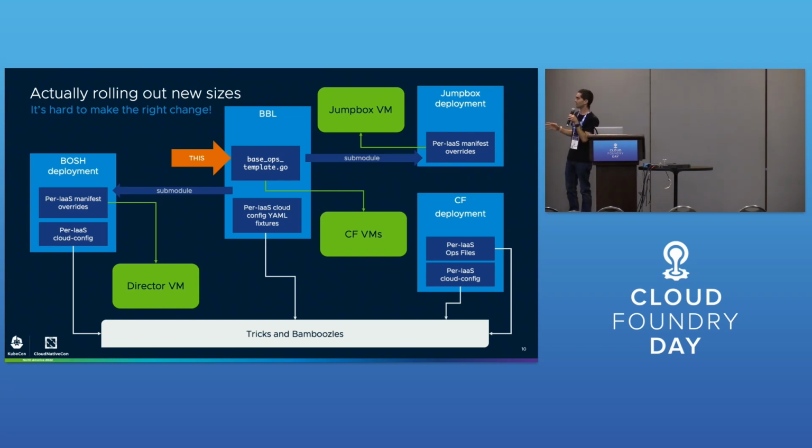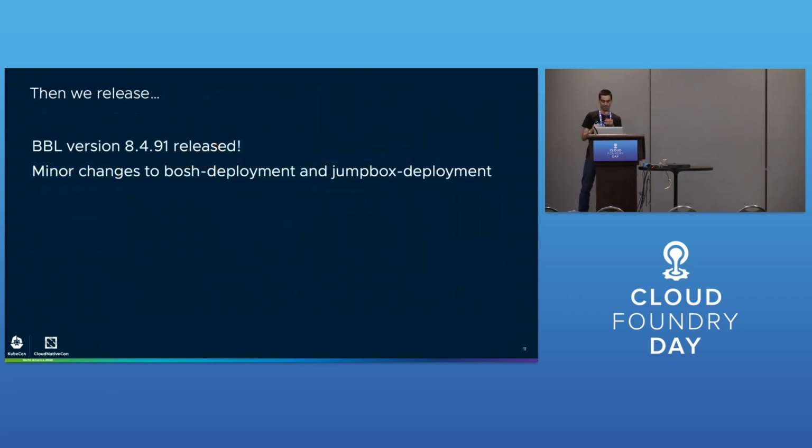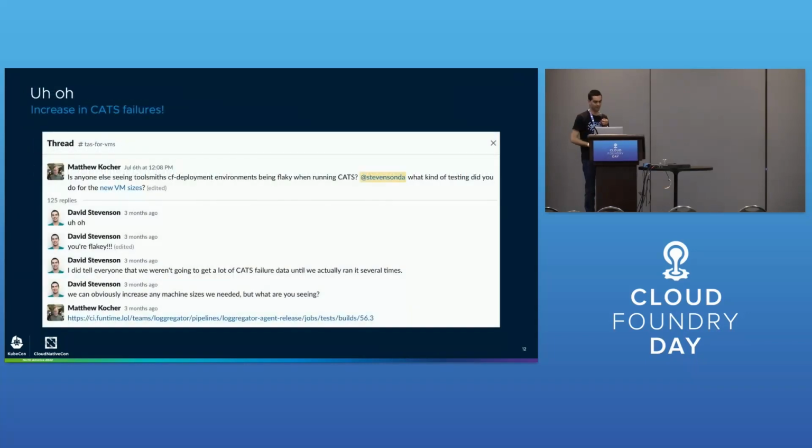So once we figured out that was the right size, we edited it, had to make a variety of PRs and released a new version of Bubble, and a new version of BOSH deployment and jumpbox deployment. This took about 9 PRs across like 6 repos, because there were actually a lot of changes. There were a lot of submodules. I don't like submodules, but we had to update them. It wasn't great, but we rolled this thing out successfully, and there were absolutely no problems.